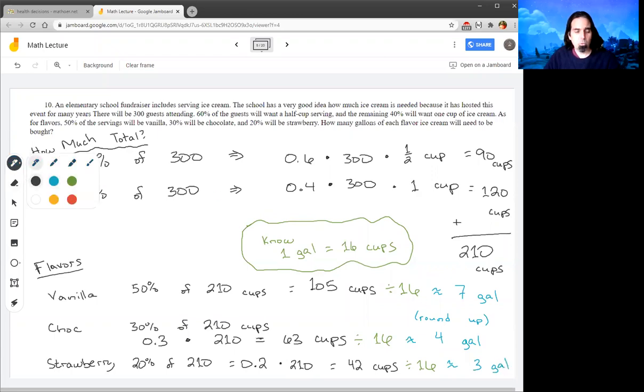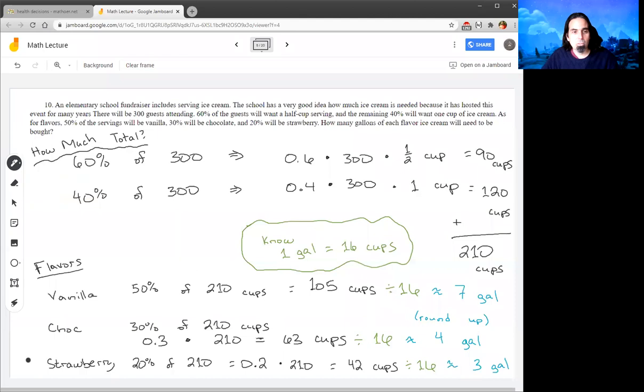And we're done. This problem could have kept going. They could have given us prices for gallons of ice cream, had a last step where we multiply each amount we buy by the price, but it didn't. We're just done. We need 7 gallons of vanilla, 4 of chocolate, 3 of strawberry.